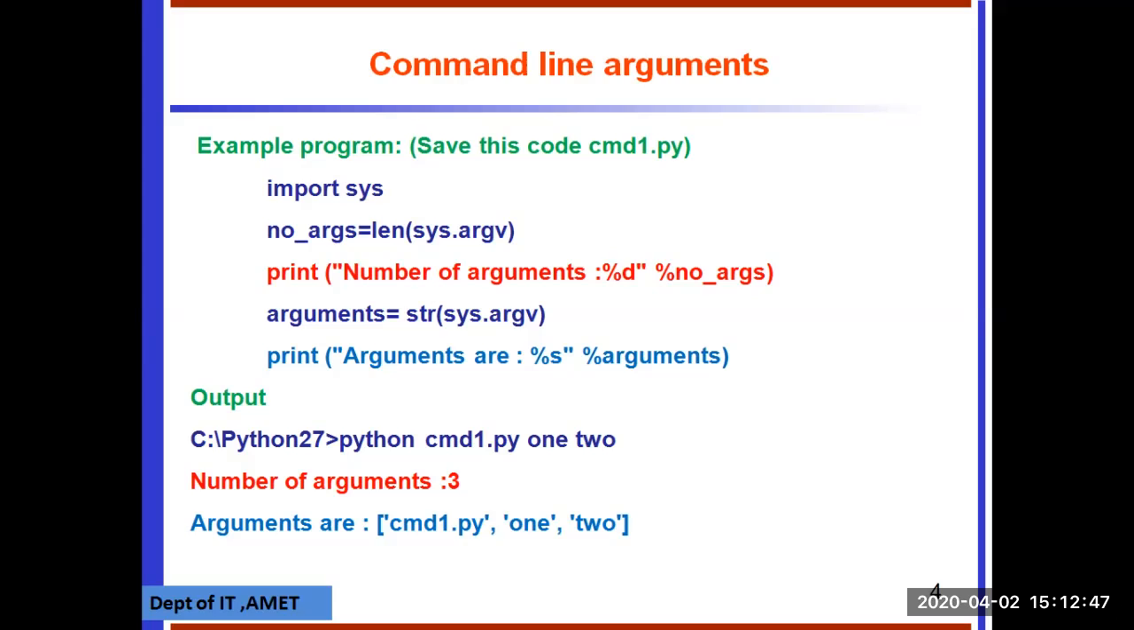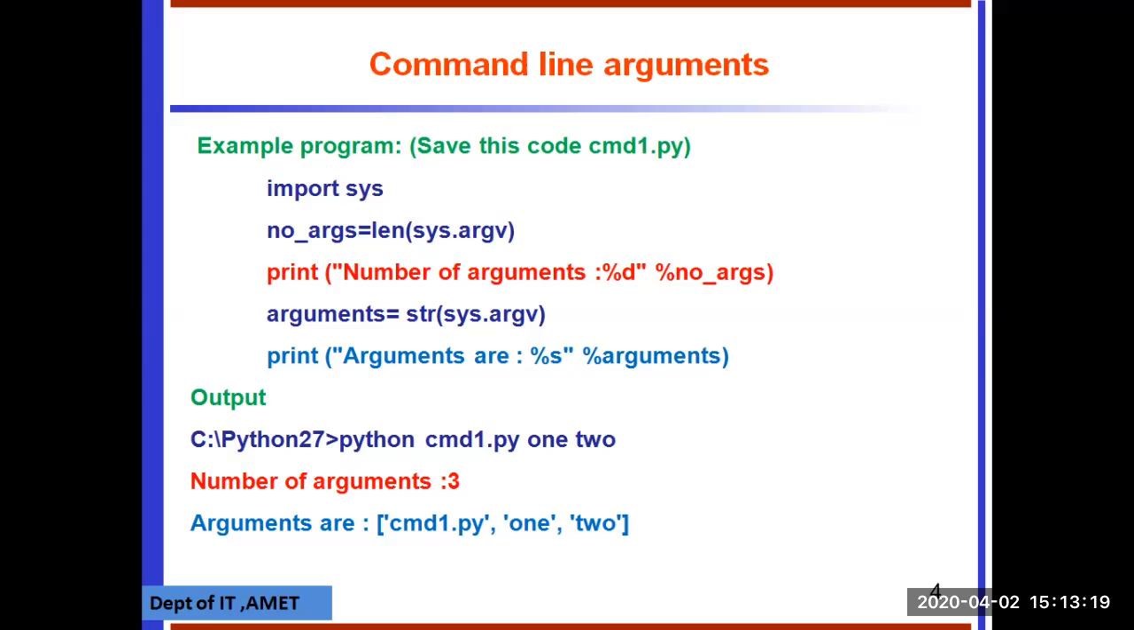Then you enter the command prompt, go to the file location, and write python followed by the file name. I saved that code in cmd1.py, so you give that file name, and then pass some values; here I passed 1 and 2. The file name is also counted as one argument, so in total 3 arguments are passed to your program, and it displays number of arguments 3.